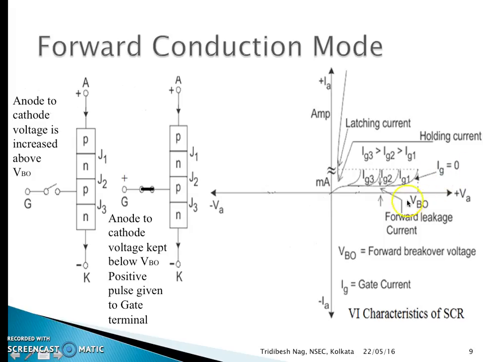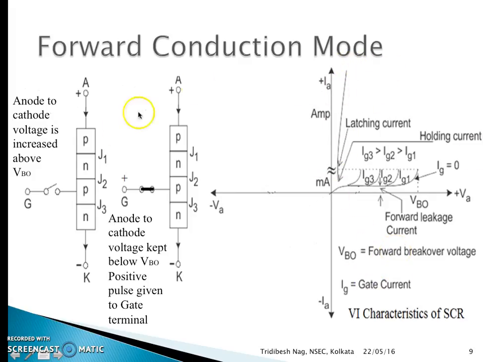As soon as the SCR is moving from forward blocking to forward conduction, there is an abrupt fall in the voltage drop across the SCR, from 300 volts or whatever higher value, to 1 to 2 volts. And another significant change which happens is that here the current across the SCR, that is the anode to cathode current, is very less, and as soon as it has reached the forward conduction mode, the current begins to increase considerably.